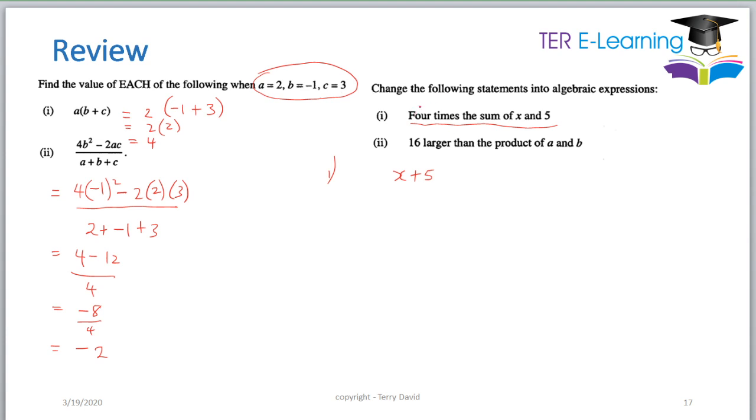Right? And what they are saying is 4 times that. So 4 times that is actually 4 times all of this. Alright? So that's your answer for part 1.